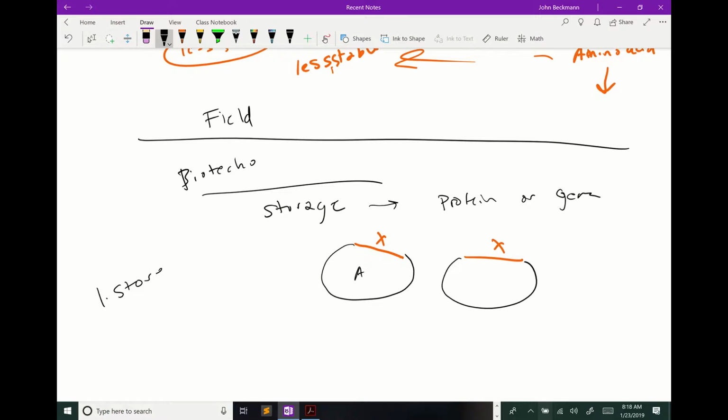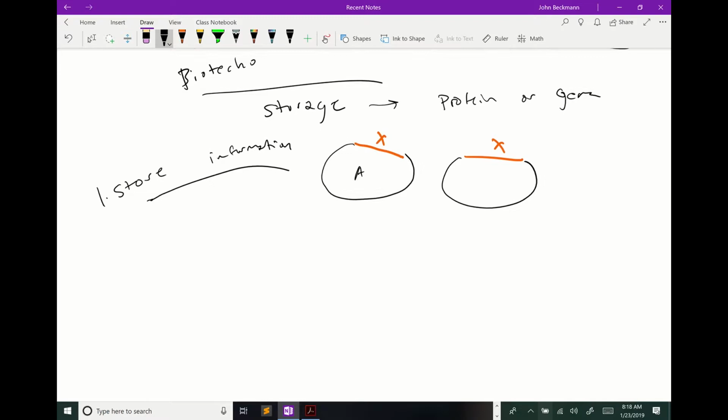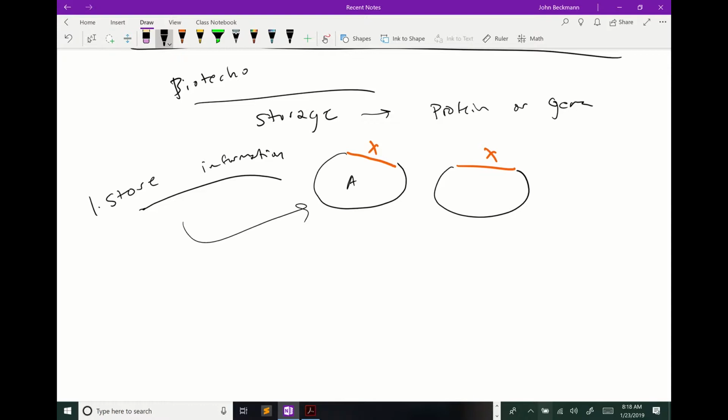So function one is store. You can store genetic information in plasmids. Okay, so when anybody's studying a gene, if they're not studying the endogenous gene, or if they're doing recombinant protein expression or making proteins, it's always going to be stored on a plasmid. Okay, second thing, libraries. So let's say you want to sequence a genome.